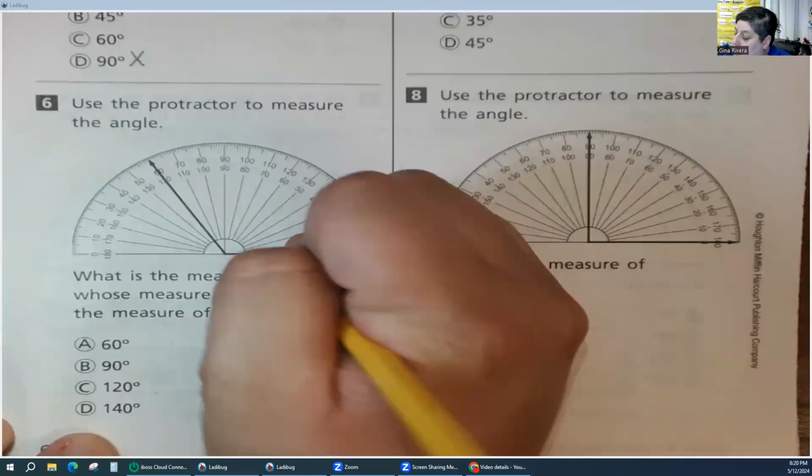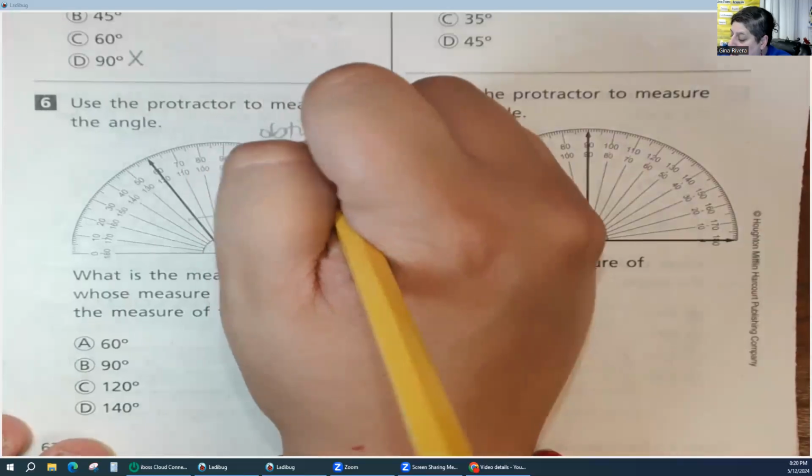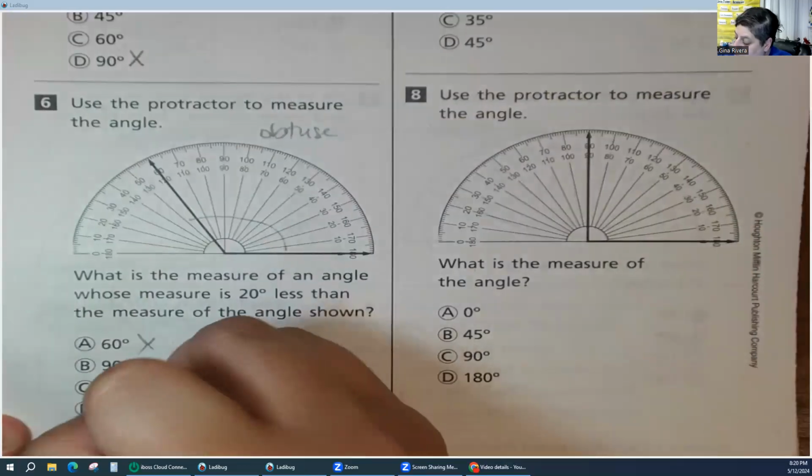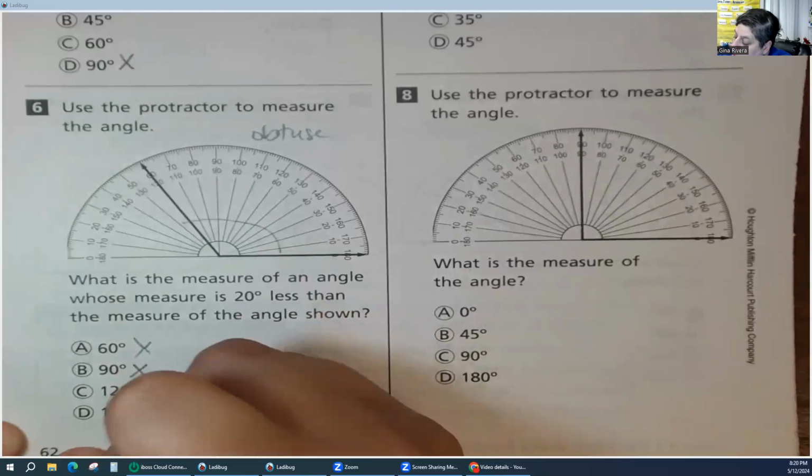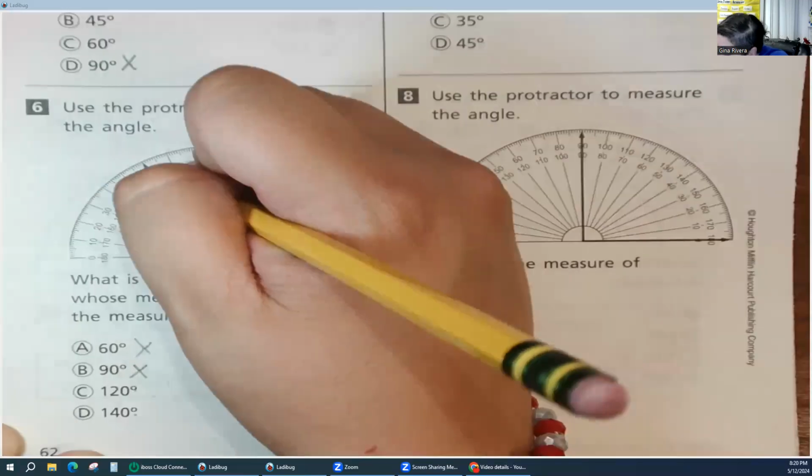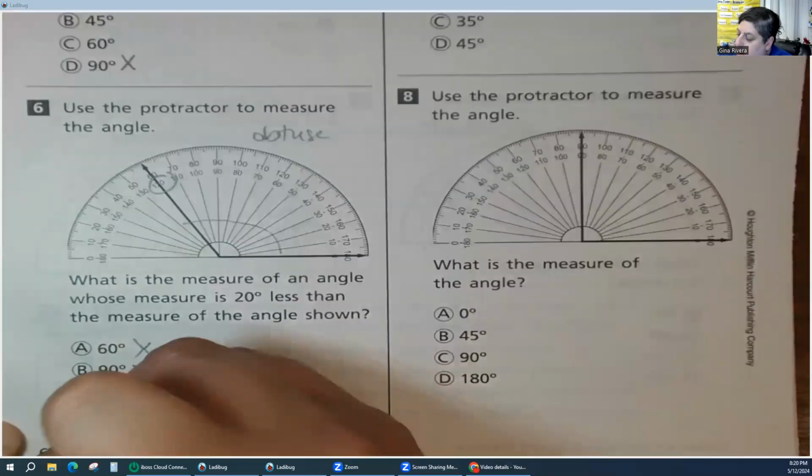I'm going to look at the next one now. Whoa, that's a big guy. This is an obtuse angle. Obtuse is more than 90. It cannot be either one of these. So it has to be 120 or 140. Well, it goes right through that 120, so there I go.